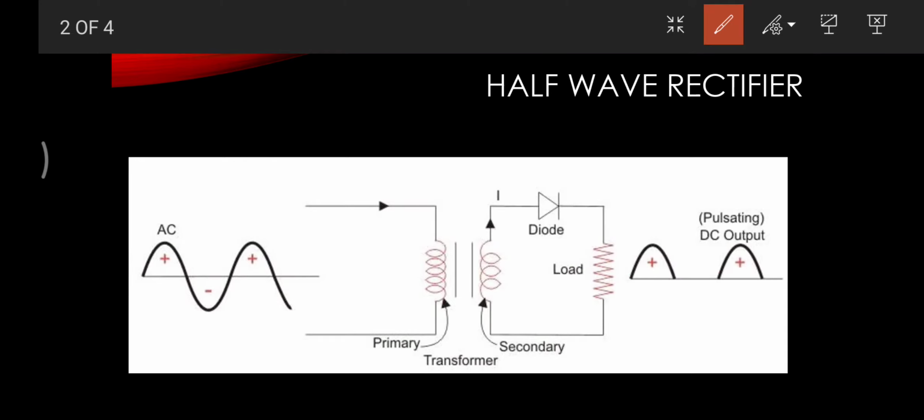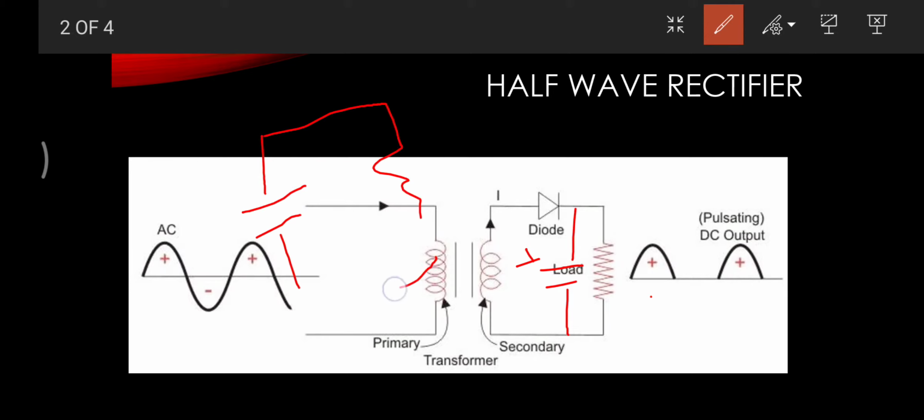Let me repeat what I am saying: I have installed a capacitor here. When there is a positive cycle, it appears at the output. At the same time, it also charges the capacitor. So as the positive cycle starts decreasing, at that point the capacitor has more voltage, so it starts supplying voltage to the load.